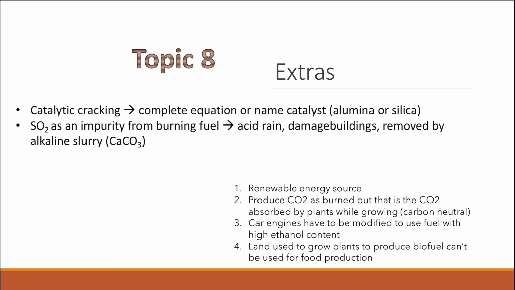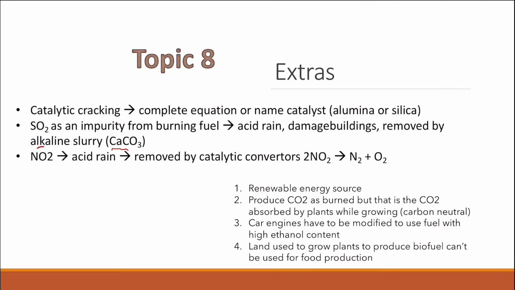The impurities that we find and the environmental effect, they tend to ask about the sulfur dioxide. So remember that sulfur dioxide comes from the sulfur in the fossil fuel. So when you burn the fossil fuel in air, it will give you sulfur dioxide, and that causes acid rain, which damages buildings, and it can be removed using the alkaline slurry or calcium carbonate, which will give you calcium sulfide. Calcium sulfide is water soluble.